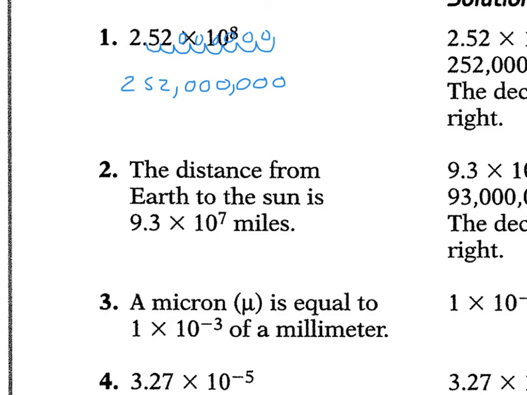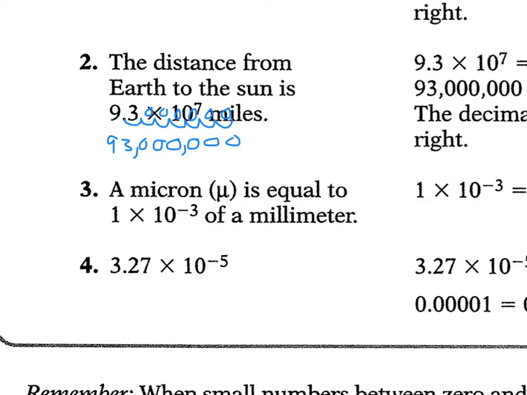Our next one tells us the distance from Earth to the Sun is 9.3 times 10 to the 7th power miles. So since this is a positive exponent, we move our decimal to the right 7 places. So we have 1, 2, 3, 4, 5, 6, 7, and we fill all those in with zeros. So here we have 6 zeros. So this becomes 9, 3, and then we write all of our zeros. And then after we write our zeros, we're going to write our commas. So we have 93 million miles.